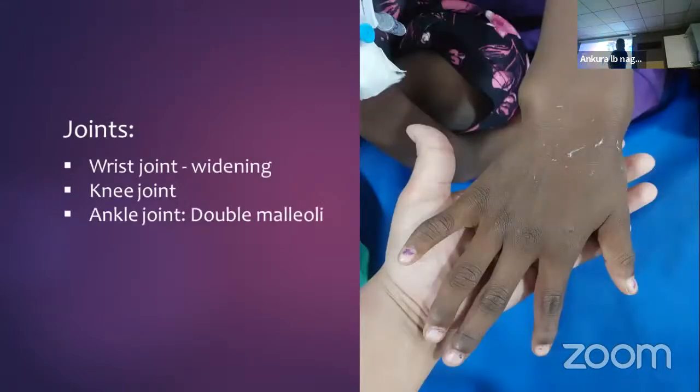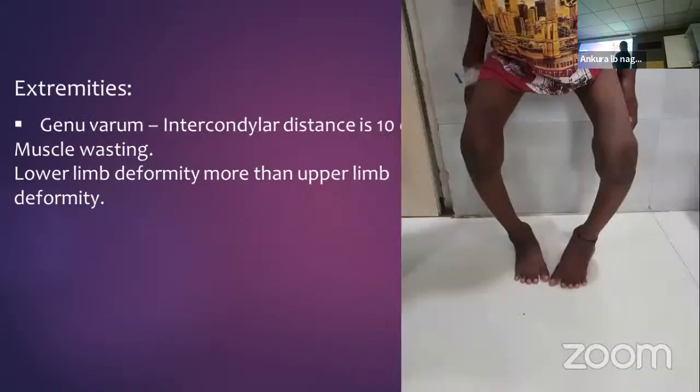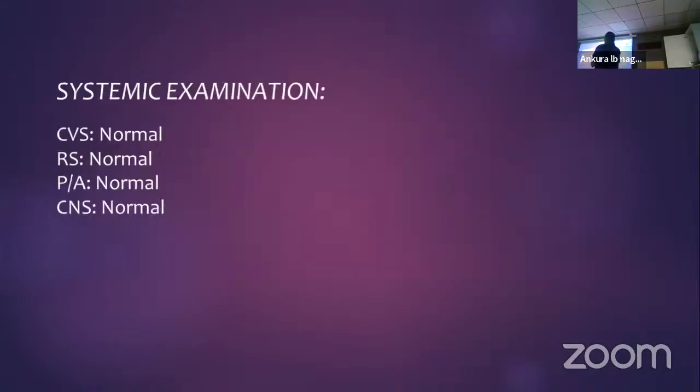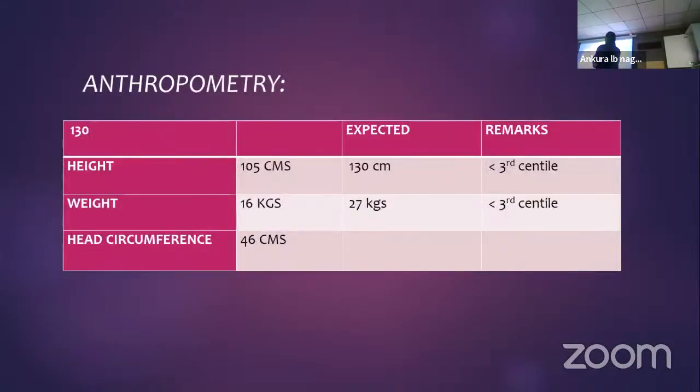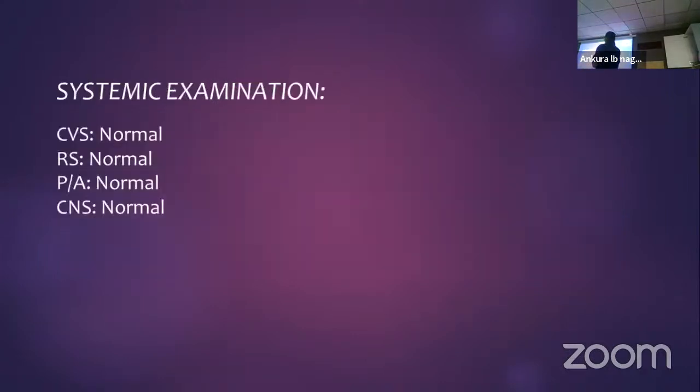So there is widening at the wrist joint, and the intercondylar distance was greater than 10 centimeters, sir. The lower limb deformity was greater than the upper limb deformity, and there was muscle wasting in the child. On anthropometry, the height and weight of the child were less than the third centile for her age group. The other systemic examination was normal, sir.